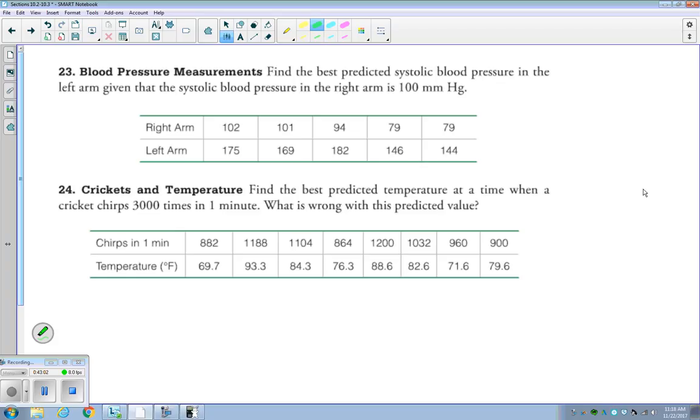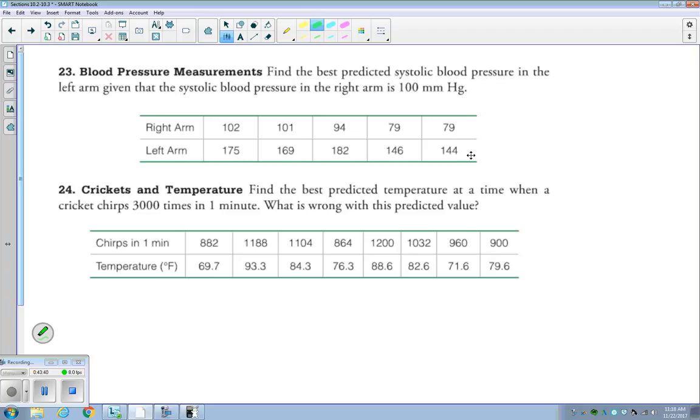So number 23. We're going to do it from the very start to the finish. Find the best predicted systolic blood pressure in the left arm given the systolic blood pressure in the right arm is 100 milligrams. So I have data here that is my right arm. I have my left arm data.